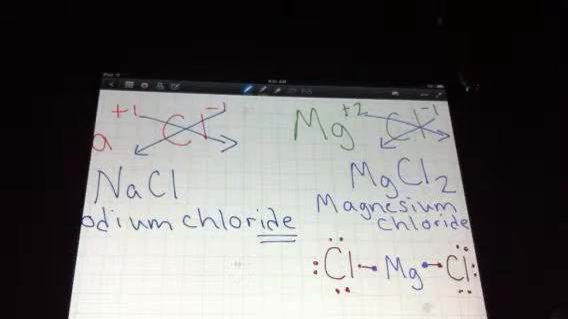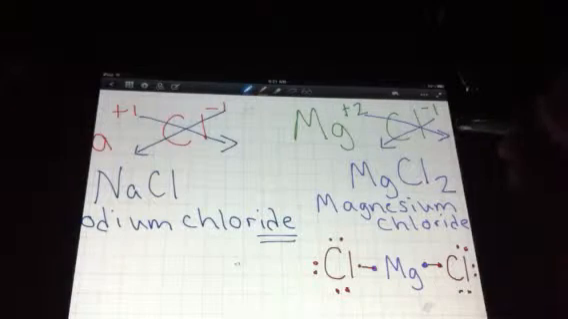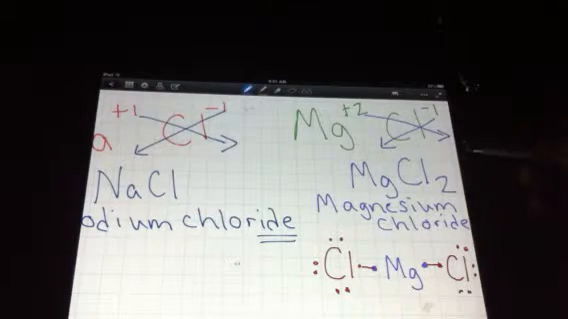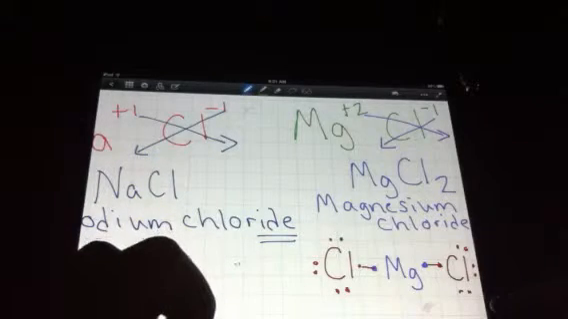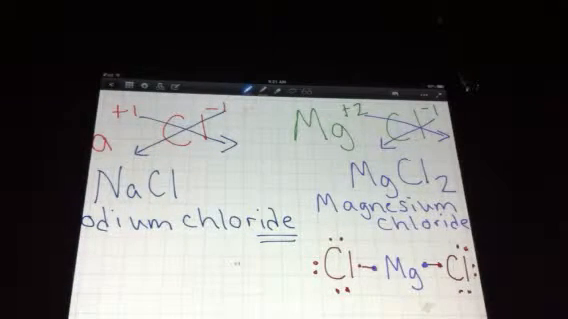This is where Lewis dot helps, because it helps us understand what's going on. And that's the reason when I criss and cross up here, I no longer have the charges, because it's telling me that it takes 2 chlorines to make 1 magnesium happy. Okay.